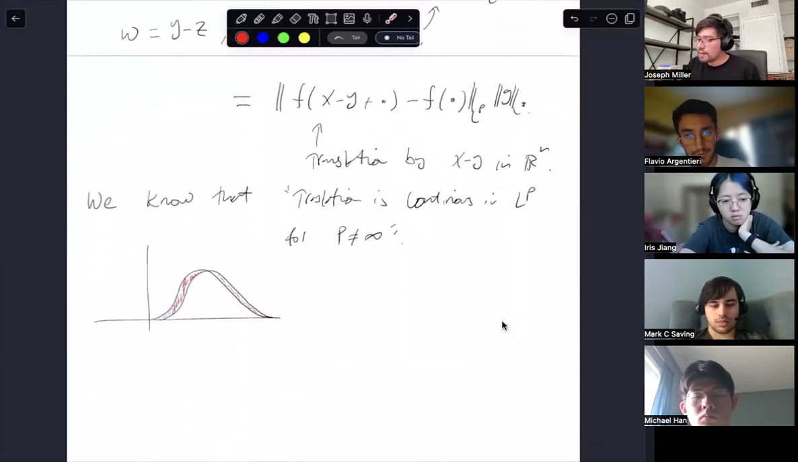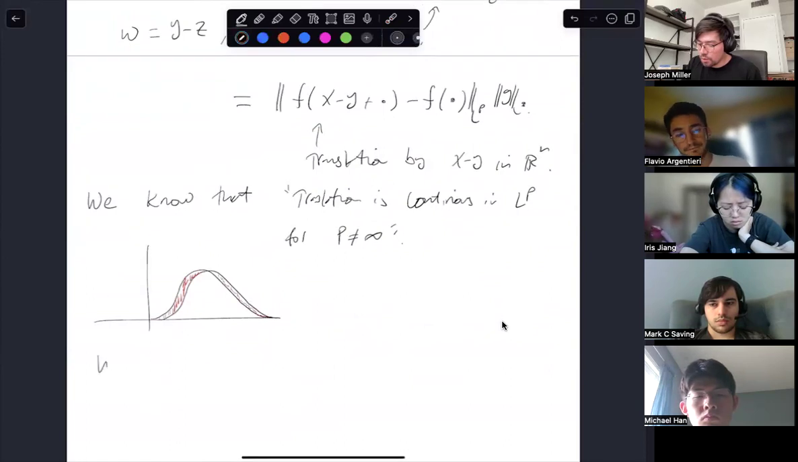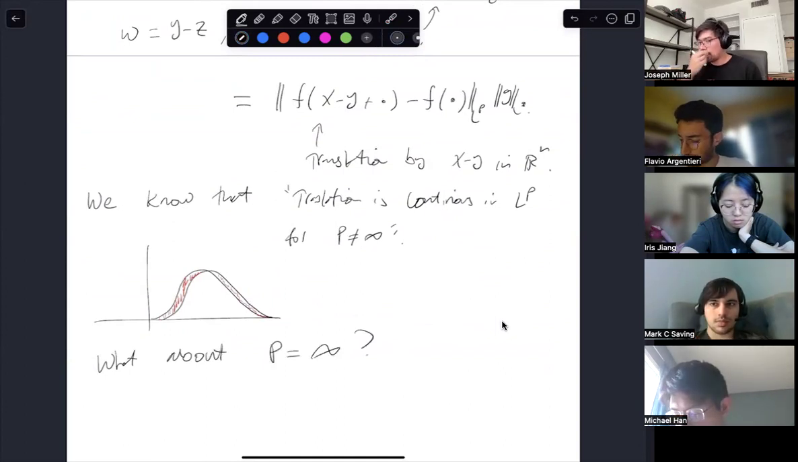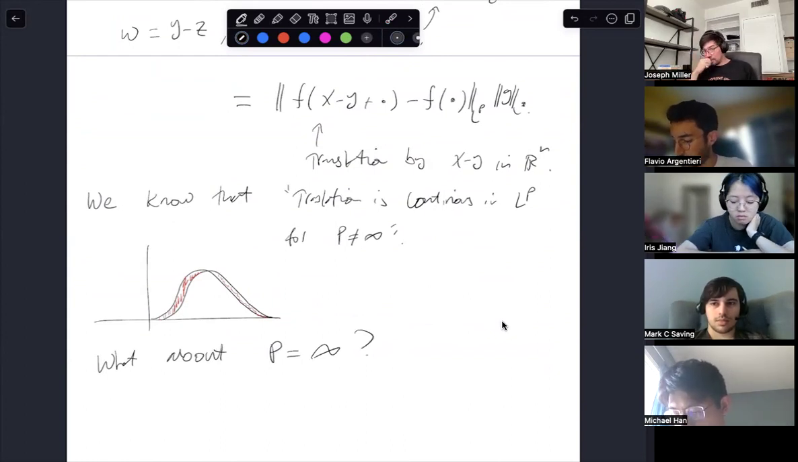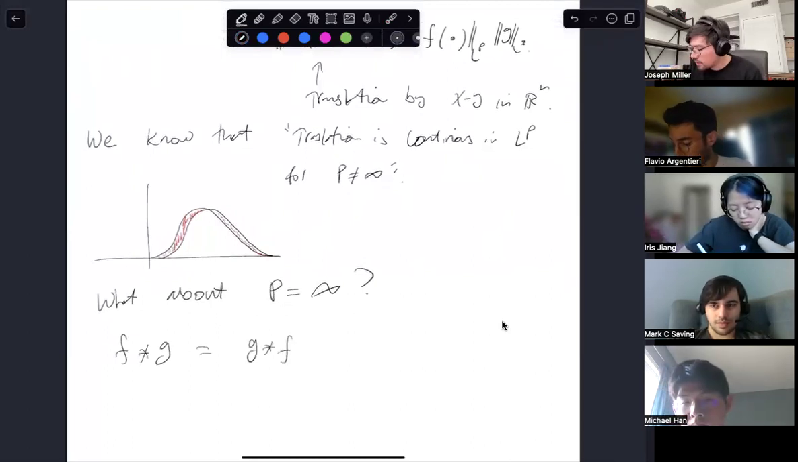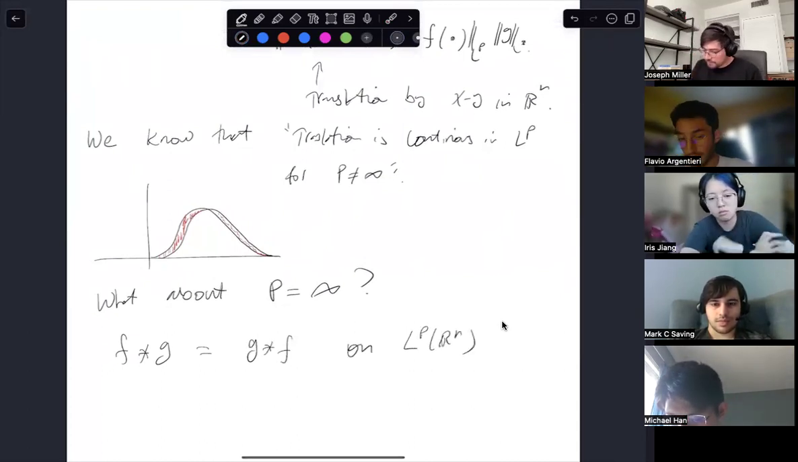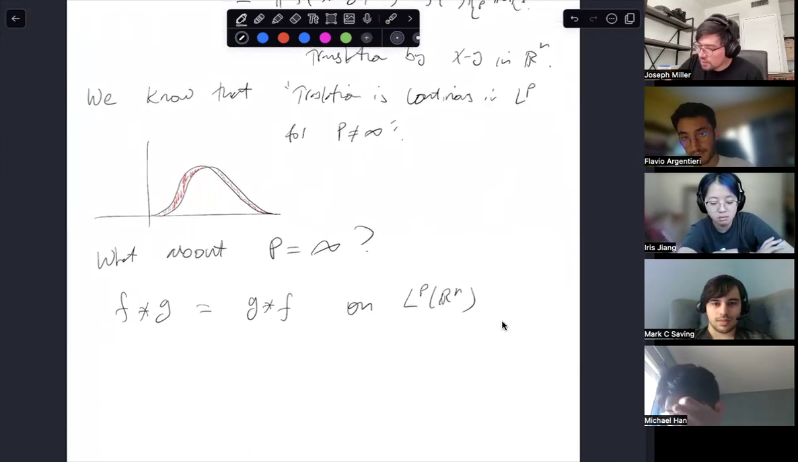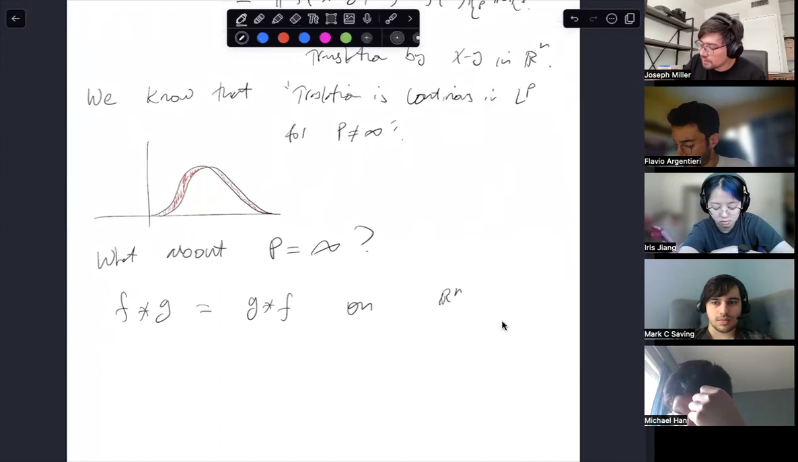Okay, so if I do that, what about P equals infinity? What do I do in this case? You just swap P and Q. Yeah, yeah. So I know if I do convolution like this, it's actually equal to g convolved with h on LP spaces, LP of Rn. So I should just say on Rn. Okay, because I'm translation invariant.